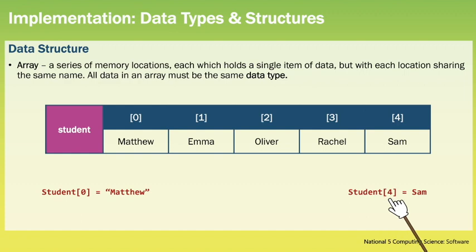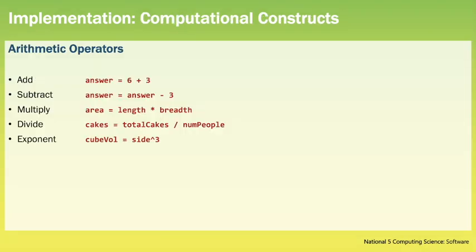want to refer to. When we are writing our programs, we will probably need to use arithmetic operations. These are addition, subtraction, multiplication, division, and exponent. Addition and subtraction are the same as the symbols that you will use in maths. However, for multiplication, we use an asterisk. And for division, we use a backslash.